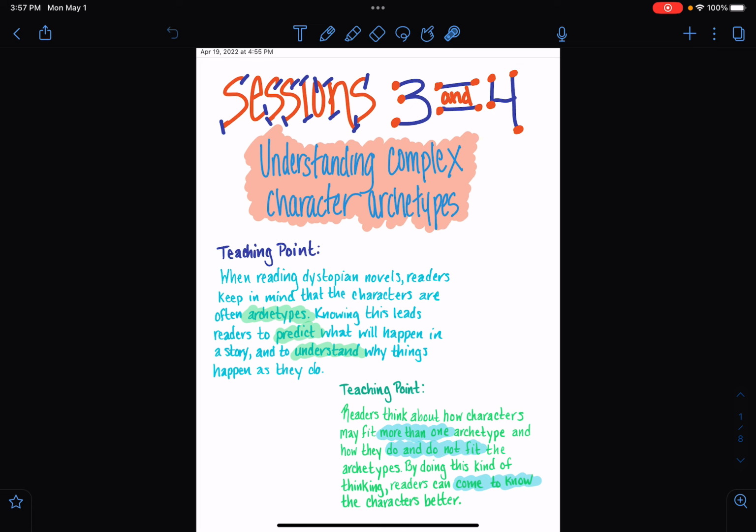All right, so combining these two, that means we have two different teaching points. You're going to see a lot of overlapping here, but I also wanted you to notice the things that were different about them and what made them stand out from each other. So this first one here says, when reading dystopian novels, readers keep in mind that the characters are often archetypes. Knowing this leads readers to predict what will happen in the story and to understand why things happen as they do.